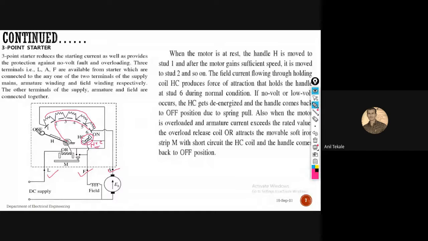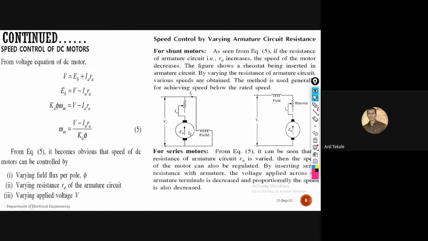The next part we will study is speed control of DC motor. Various methods are there, so we will quickly see them one by one. In the voltage equation, V is equal to EB plus Ia Ra. We can rewrite this by substitution as EB is equal to V minus Ia Ra, where EB is Ka phi omega m, and omega is nothing but the speed.